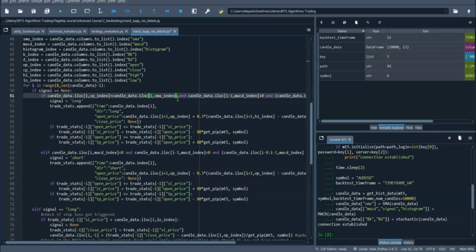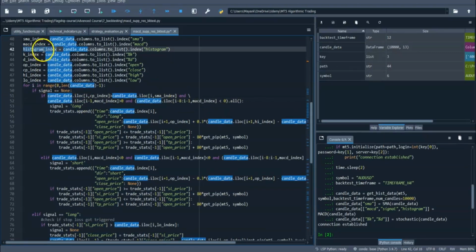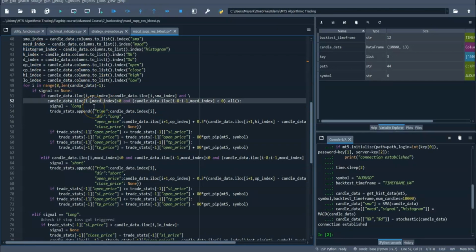Then the second condition is regarding the MACD crossover. So let's do that. So and candle data iloc, let me get the histogram index. So think about it. We need to check for the crossover. So if histogram index is positive. All right. But that is not the full thing. You also have to ensure that the crossover has happened. So if current histogram is positive, you have to ensure that the previous histogram was negative. So you can check for i-1, but what I want to do is that rather than checking just the previous histogram, I want to check the previous 4 or 5 histogram, because think about it.